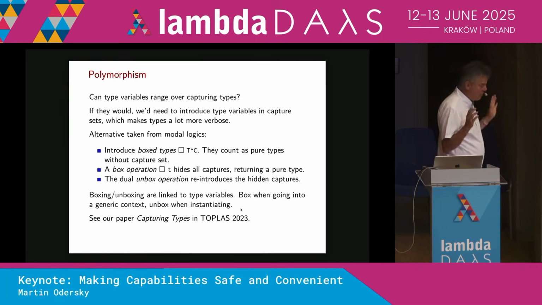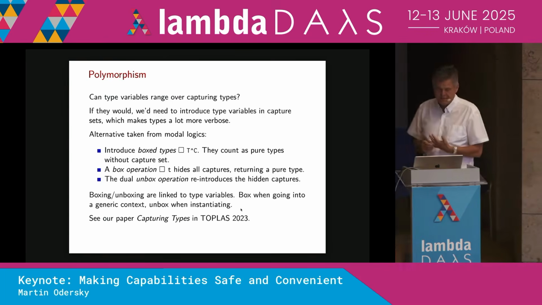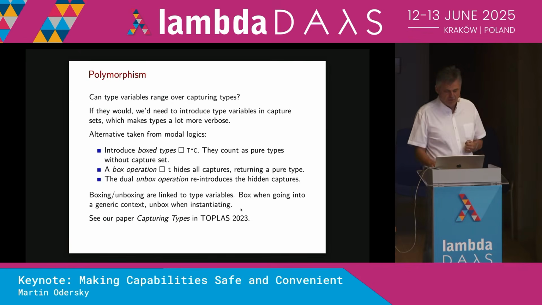Okay, so this is all fine and was known to us for a long time, but then there was this pesky problem of polymorphism. So can type variables range over capturing types? And I think I'm close to running out of time, so I will not go into that. I refer you to our paper, Capturing Types in TOPLAS 2023, that handles that.